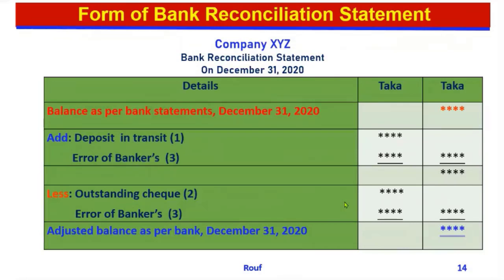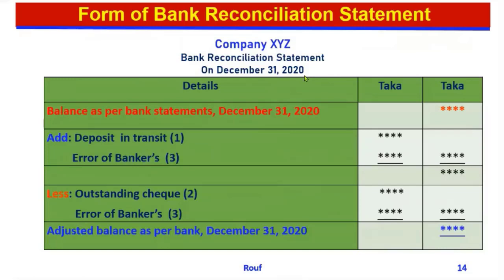This is the form of bank reconciliation statement. The form has three columns. First column name is details. Second column name is taka. Third column name is taka. And on top of the form, name of the company. Here company XYZ. Then bank reconciliation statement. And when we have to prepare this statement, December 31st, 2020.